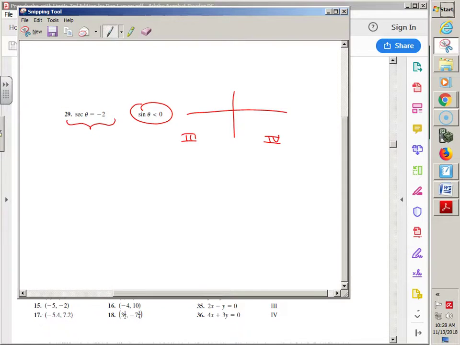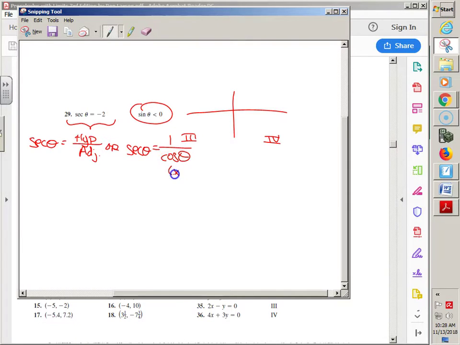There are 2 ways of thinking about this. One way is, who is secant? He's hypotenuse over adjacent. Or you could think about secant as equal to 1 over cosine. Either way works. Because this way says go straight hypotenuse over adjacent. This way says get the cosine and flip it.